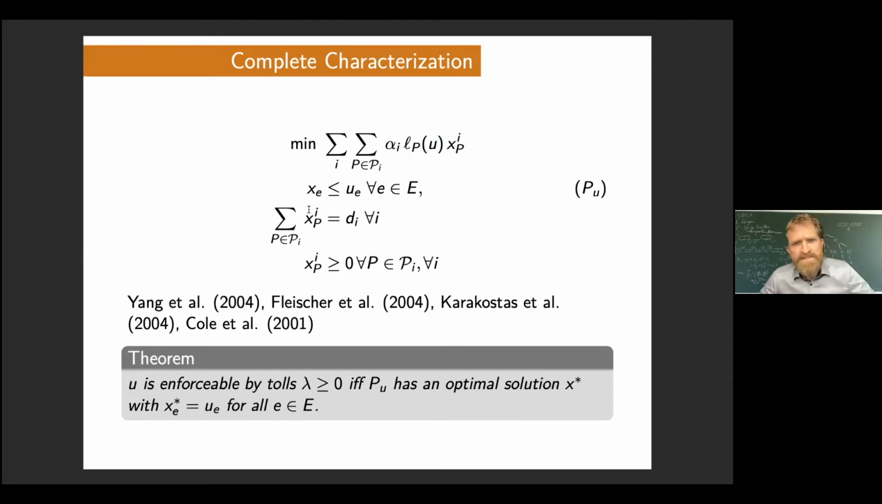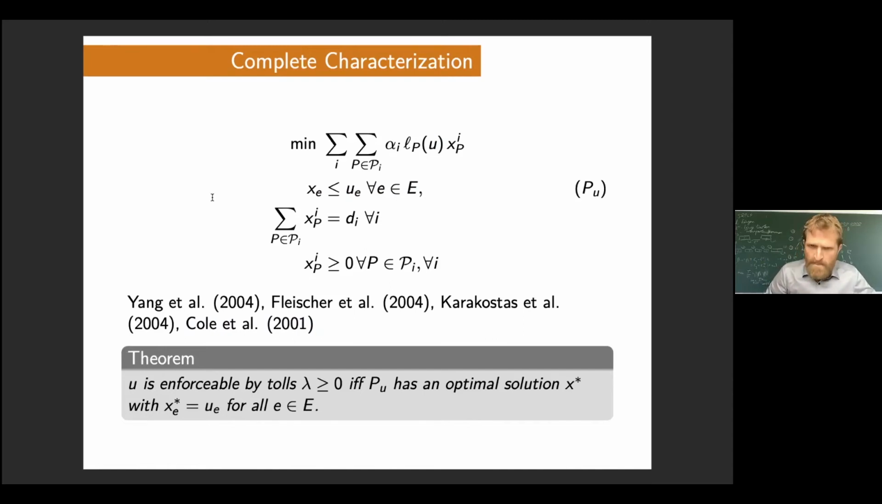And the characterization that was obtained mid-2000s, say, this last paper was only presenting some preliminary results, but the complete answer was 2004, I think. It says the vector U is enforceable if and only if that LP has an optimal solution where this inequality here is tight. That is the full characterization for this question I was just mentioning.